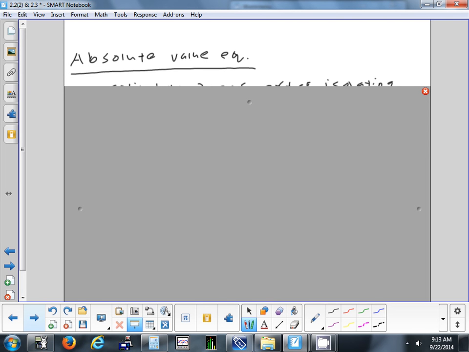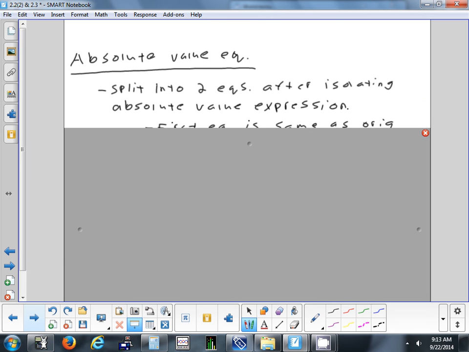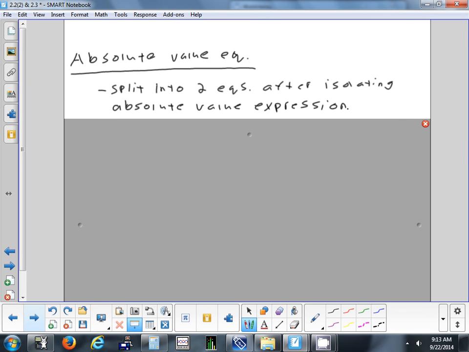Okay, absolute value equation. When you have an absolute value equation, the idea is you split it into 2 separate problems, and you solve each one. But before you can split it, you have to isolate the absolute value expression. Say you had this. Before I can split this into 2 problems, I would add 4 to both sides and make it absolute value of x plus 2 equals 9. Now this is ready to split into 2 problems. So you have to isolate the absolute value expression. Nothing else can be on the outside of the bars.